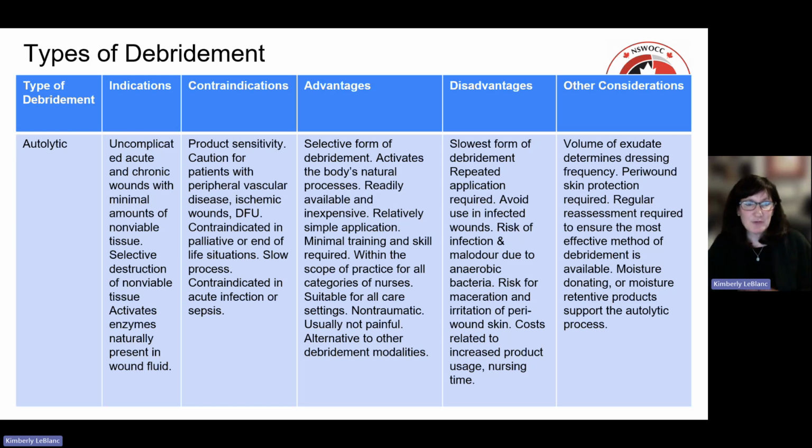Now, I'm not going to read everything that's here on the screen. You can read that yourself. But basically what we have to remember is that we should be looking at uncomplicated acute and chronic wounds with a minimal amount of non-viable tissue. It's a selective destruction of non-viable tissue, and it activates the enzymes that are naturally present in the wound fluid to soften the necrotic tissue.